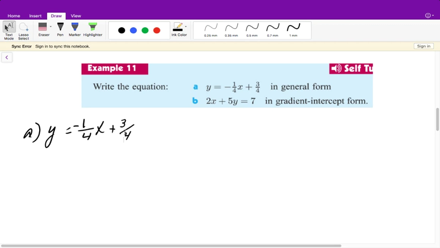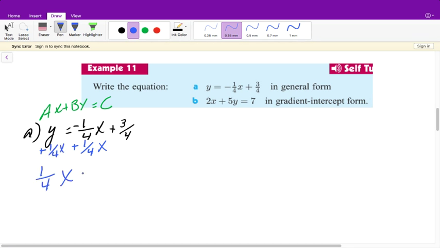All right, so for this one, if we want to rewrite it in general form, remember, general form was ax plus by is equal to c. So that means our x and y terms were on one side of our equation. So if I want to rewrite this in standard form, the first thing I'm going to do is add this 1/4 x to both sides so that I have my x and my y on one side of the equation, like it needs to be with the standard form.